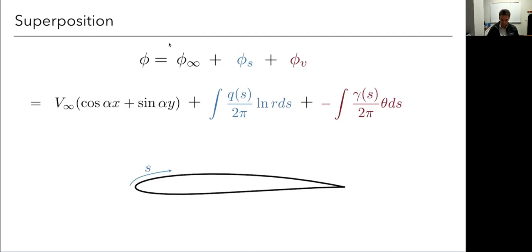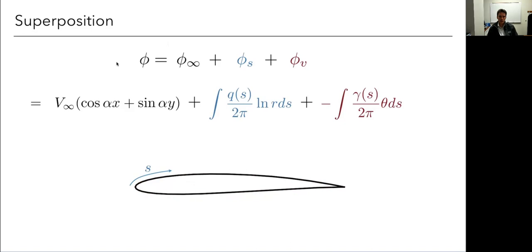This time though, instead of putting things on the chord line, we're going to distribute sources and vortices along the actual surface of the body. And we're going to enforce the boundary conditions at the body, so we won't have to make those thin airfoil approximations. Again, this automatically satisfies Laplace's equation, automatically satisfies the far field boundary conditions. So we just need to worry about 2 things. One is flow tangency, that boundary condition, and then the Kutta condition that we discussed last time.